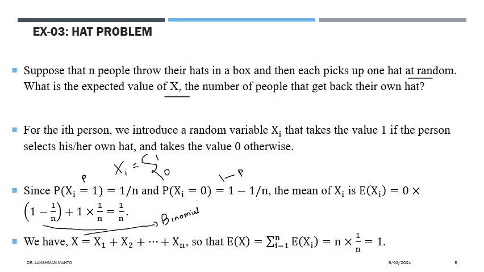Now if you are trying to find the expectation of x, due to linearity we see that it is the sum of n expectations of those Bernoulli random variables. So it is n times, and each Bernoulli random variable has expectation 1 by n. So what is the expected number? On average, one person will get their own hat. Expectation and average are both the same. It is not in totality, it is on average, that one person will get their own hat.